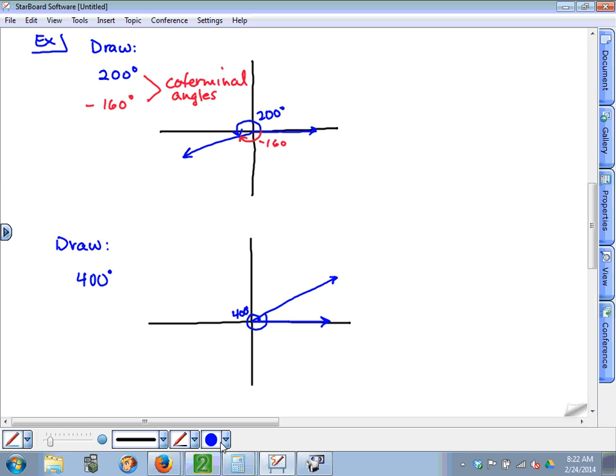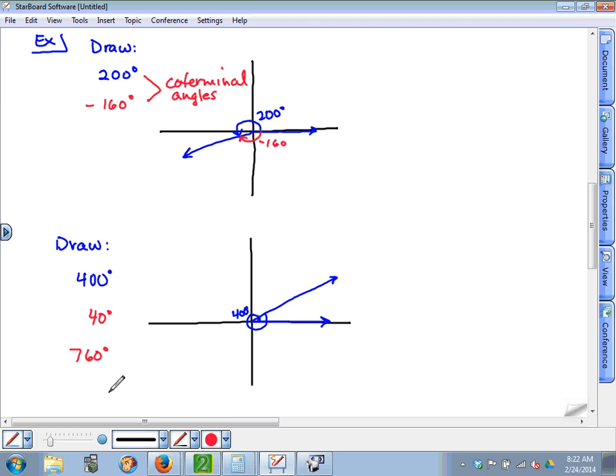What would be a coterminal angle for that? If I asked you to draw another angle on the same spot that's not 400 degrees. What about 40 degrees? What about 760? It would go around twice, right? What if I went around 3 times and then added 40 more degrees? Would that be a coterminal angle?